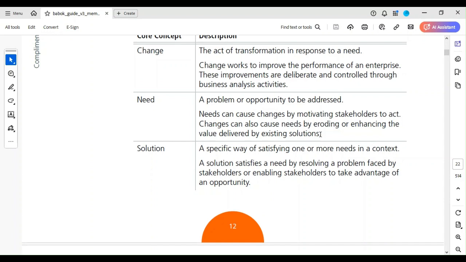Needs, like they're saying, can cause changes by motivating stakeholders to act. So the fact that there's a gap is now motivating you to act. Changes can also cause needs by eroding or enhancing the value delivered by existing solutions.